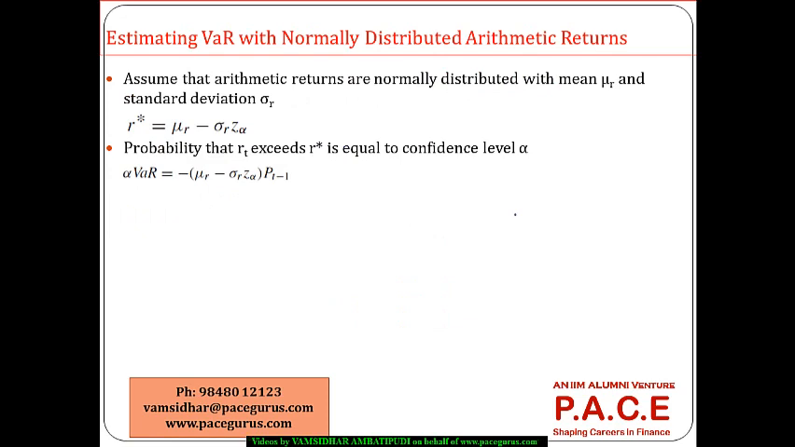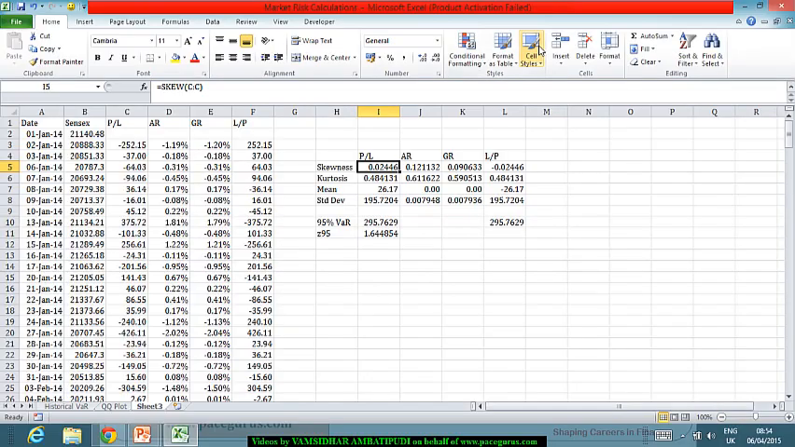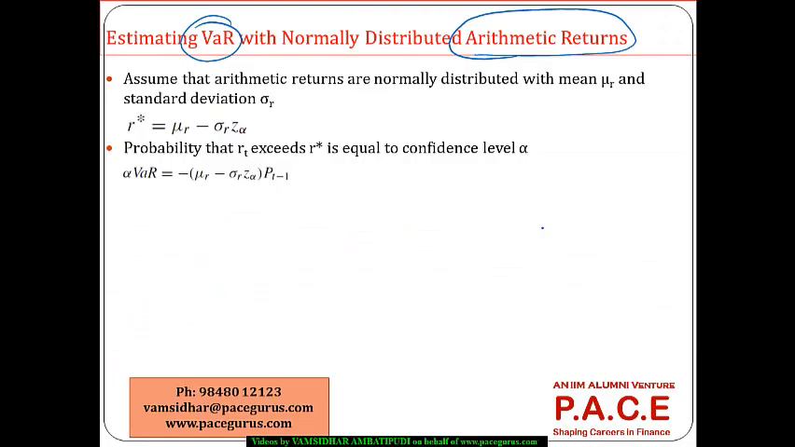Now, the next thing is I want to look at the estimation of the VaR if the arithmetic returns are normally distributed. These are the properties of the arithmetic returns here. This is the mean, this is the standard deviation, this is the skewness, kurtosis. I can see that they are very close to 0. So I will assume for the time being that these arithmetic returns follow a normal distribution.